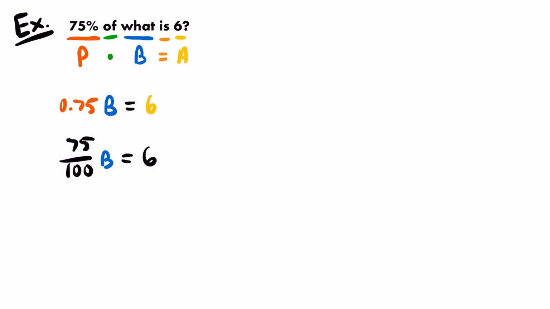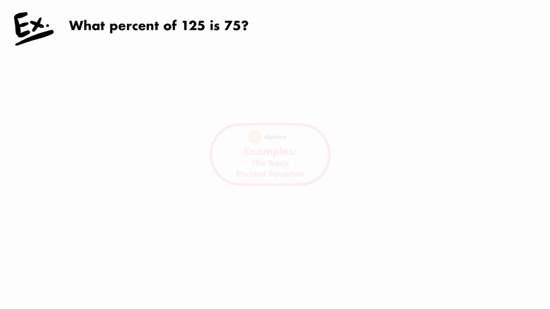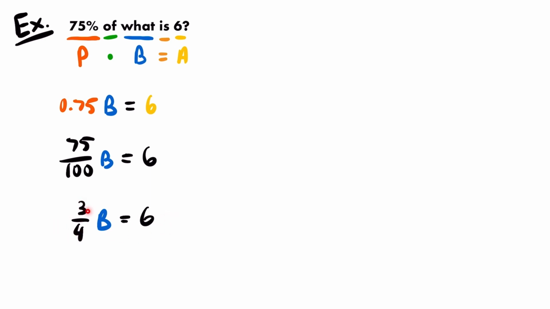And then that fraction could be reduced by a factor of 25, right? 75 and 100 are both divisible by 25. 75 divided by 25 is 3, and 100 divided by 25 is 4. So you get 3/4 times b is equal to 6. All right, and so now we can isolate b by multiplying both sides by the reciprocal of this fraction. That would be the same thing as dividing both sides by 3/4.